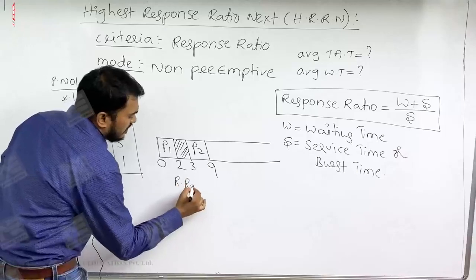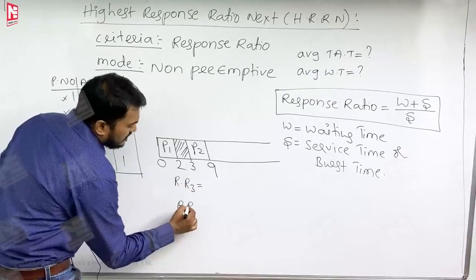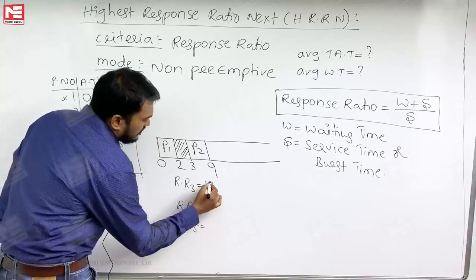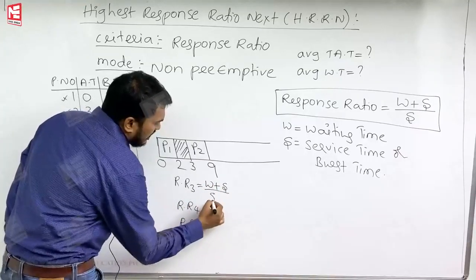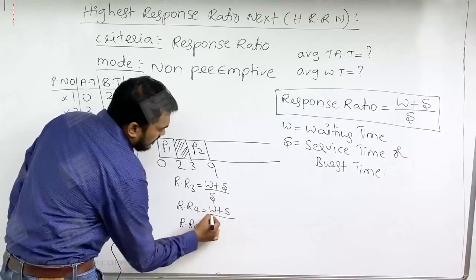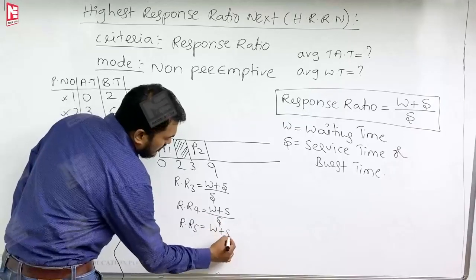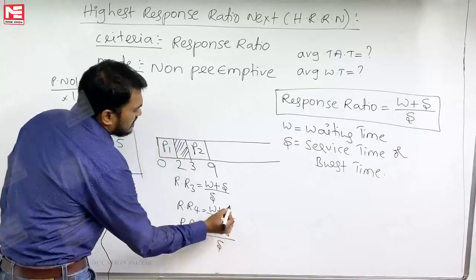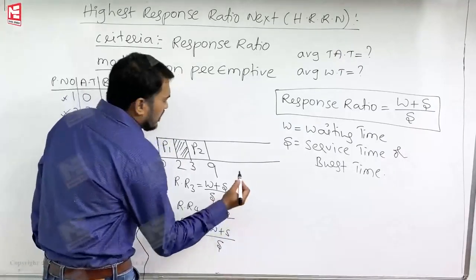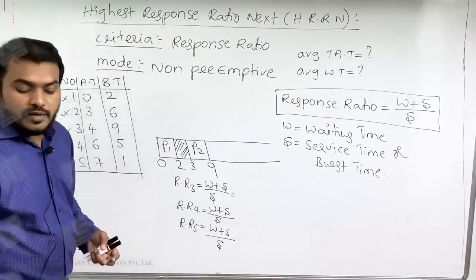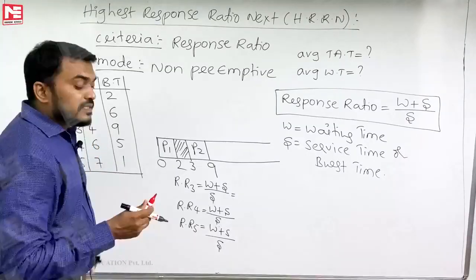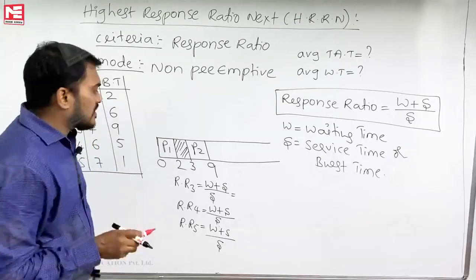So how are you going to find the response ratio of P3, P4 and P5? The same formula, (W plus S) by S, where S is the service time. Service time means burst time. Now how do you find the waiting time here? Remember, the waiting time here is according to the present time.